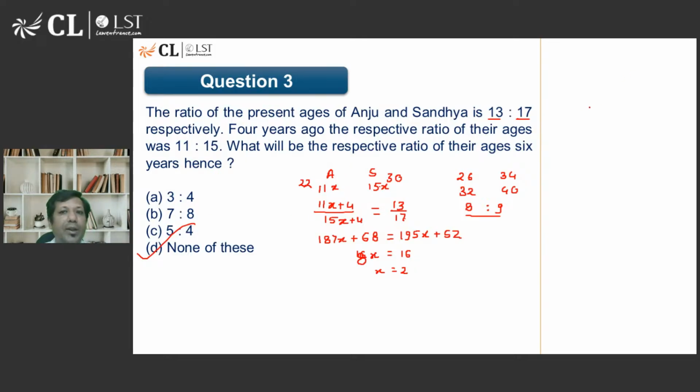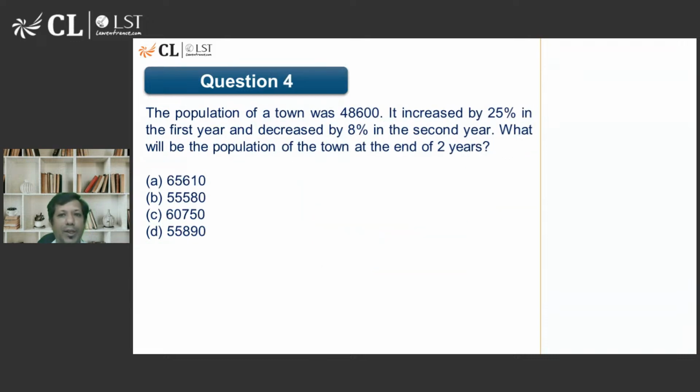So whenever you find a question of age, this is a very standard approach. Today we are going to take a few more questions of ages, and in all the questions of ages, this is the approach that we are going to follow all the time. Okay. Now let's move on to the next one. What does it say?